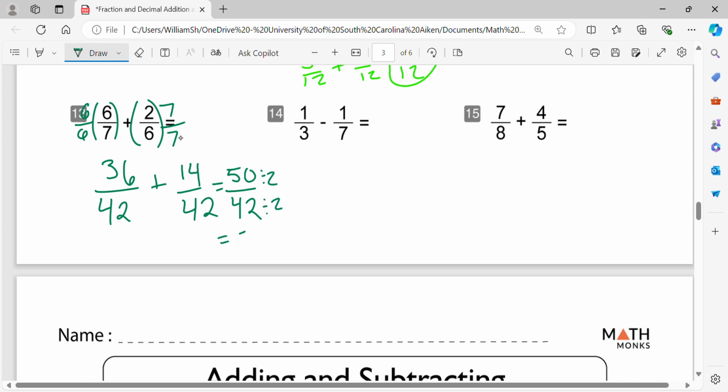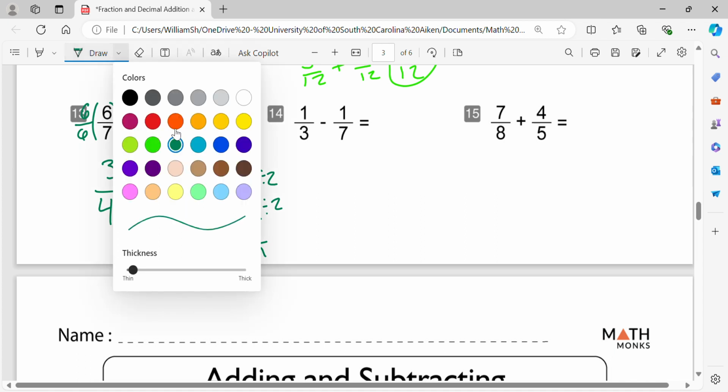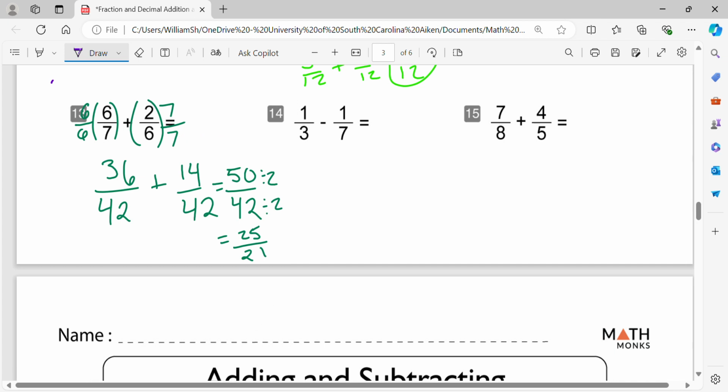50 divided by 2 is 25. 42 divided by 2 is 21. And I think that's as simple as it goes right there. You could have reduced that second term as well to 1/3, and then you would have had a common denominator of the 21, and it would have come out pretty nice too. You could try that on your own if you want to. Use the other little trick we've been using here and there. It would have worked as well. Might have been quicker. Who knows?